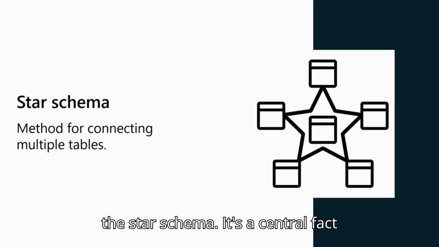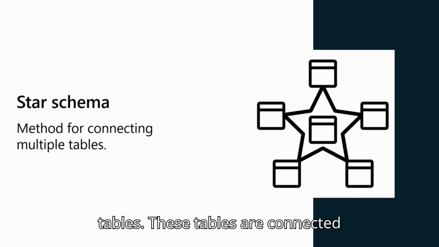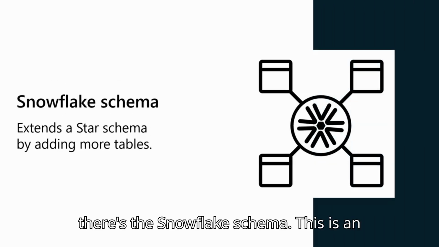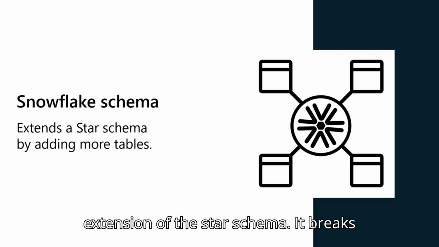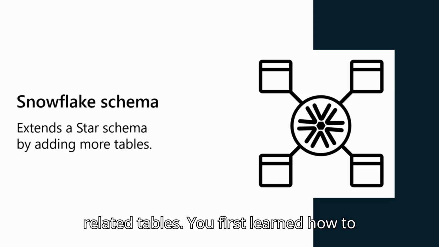Then there's the star schema. It's a central fact table that links to multiple dimension tables. These tables are connected through relationships. And finally, there's the Snowflake schema. This is an extension of the star schema. It breaks down dimension tables into multiple related tables.